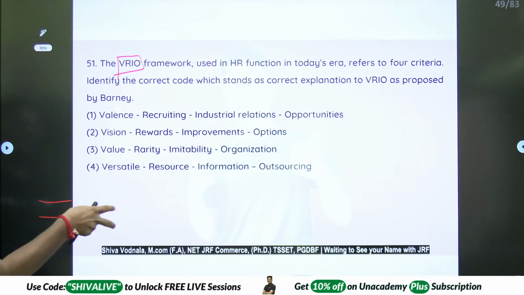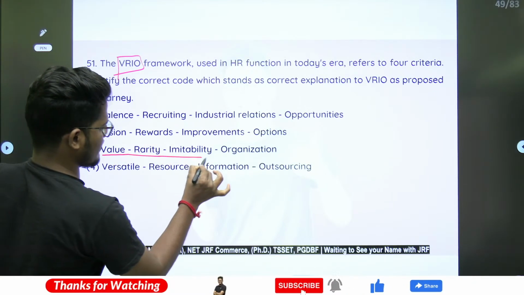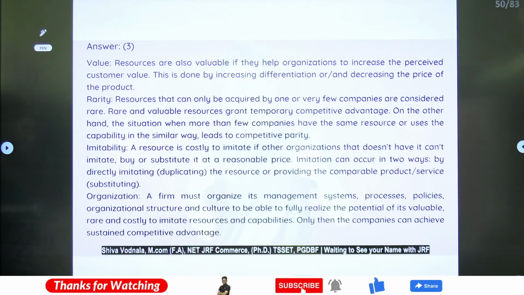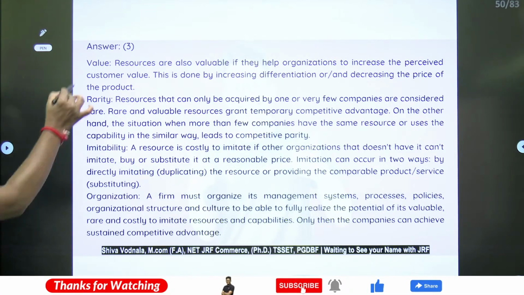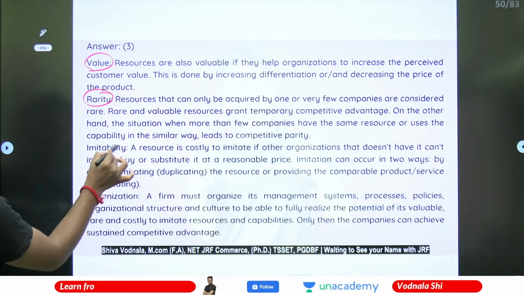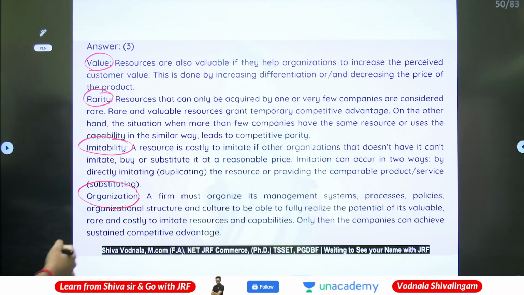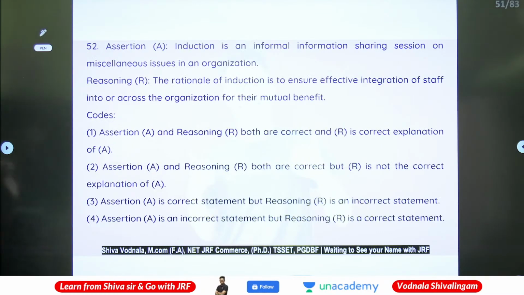So option number 3 is the correct answer. Value, rarity, immutability and organization. VRIO. Value, rarity and immutability as well as organization. VRIO framework in HR.